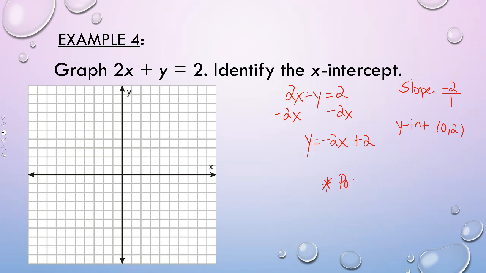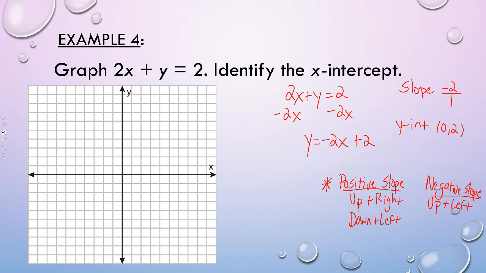When you have a positive slope, and we talked about this before, you can move either up and right or down and left when you're graphing. When you have a negative slope, you can either move up and left or down and right. So you have to know the movement when you're dealing with the type of slope that you're doing.